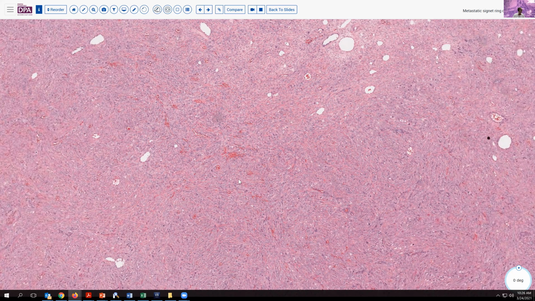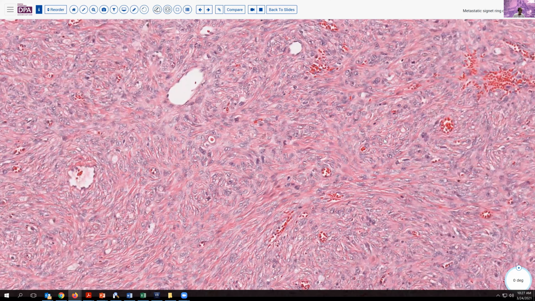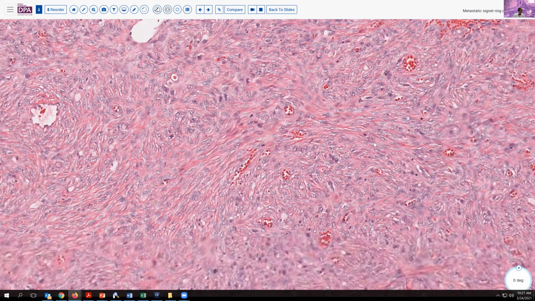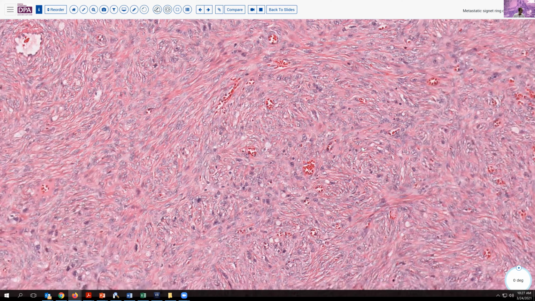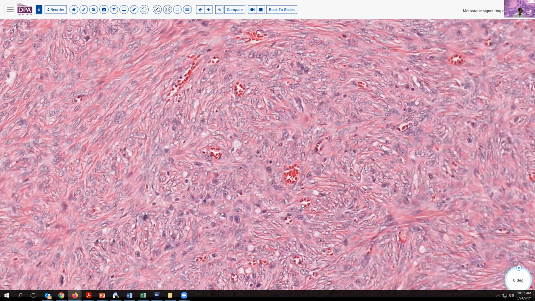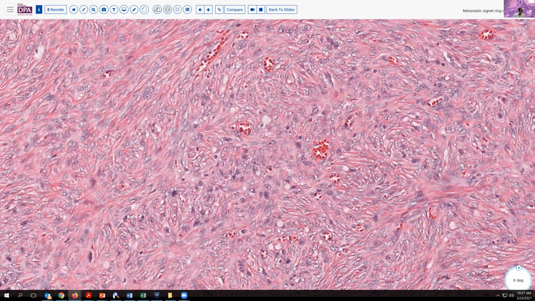We see a bit of a storiform pattern here. And it's really not until you get into much higher magnification that you begin to appreciate that there are some atypical nuclei in this storiform lesion. And as we go even a little higher magnification, we can see there are some vacuolar structures which tend to displace the nuclei.